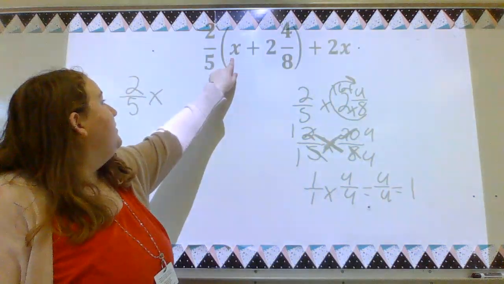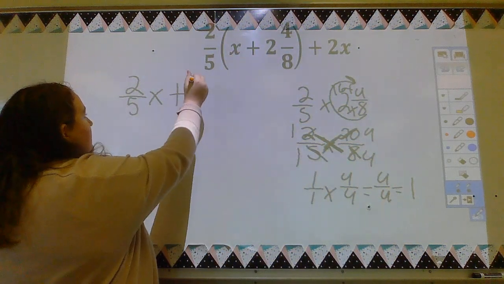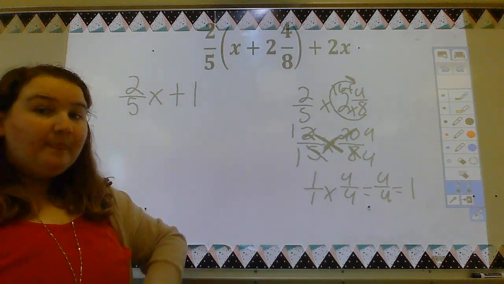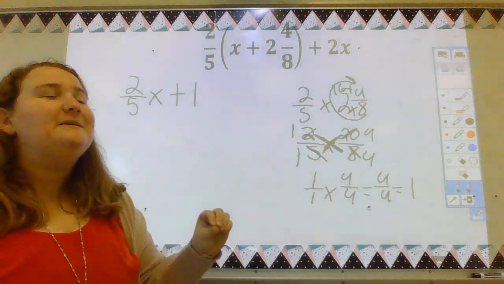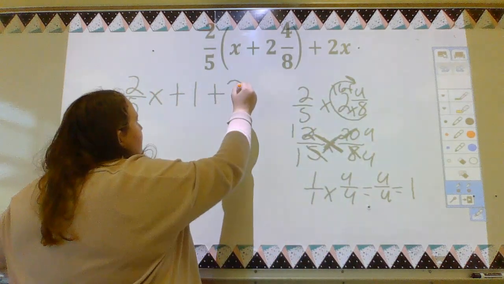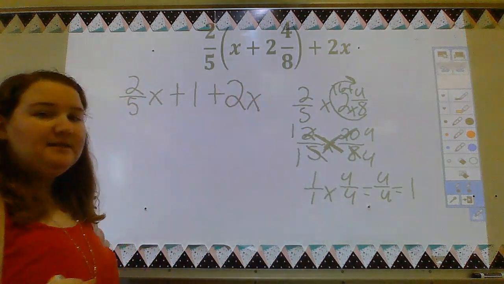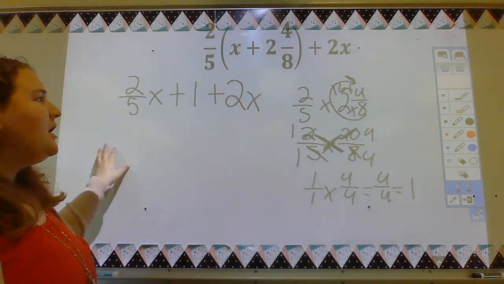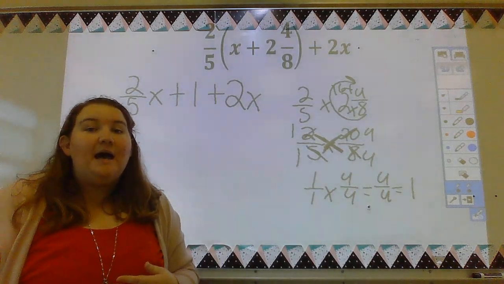So plus 1. Okay. This is going to be really important. Please, please, please do not forget to add plus 2x. Okay? Don't leave the plus 2x at the end here. Okay? We're not quite done. We still have to combine like terms.